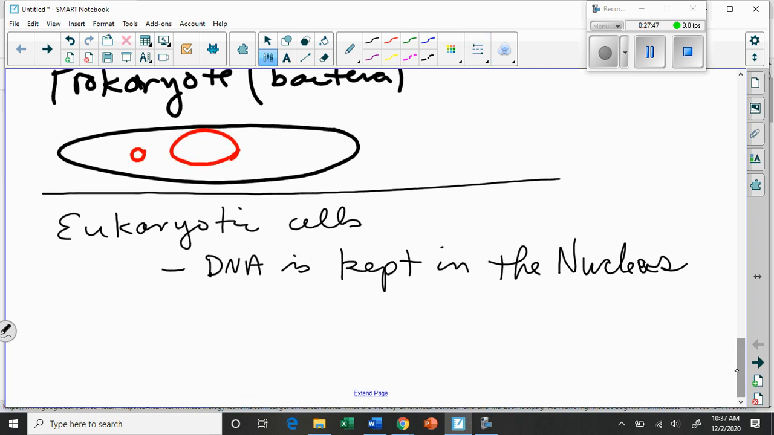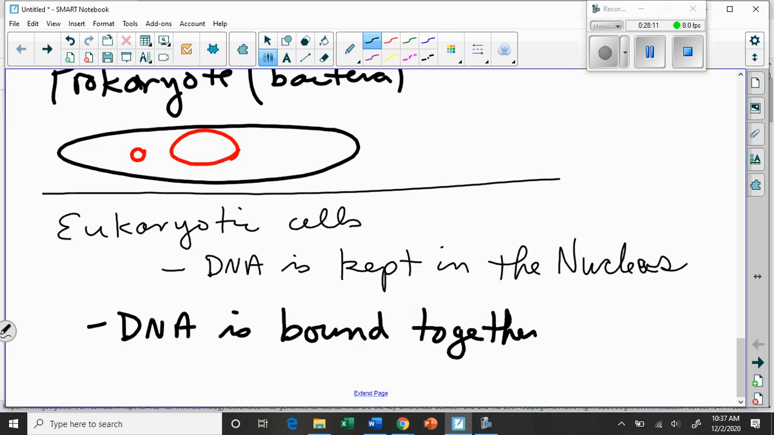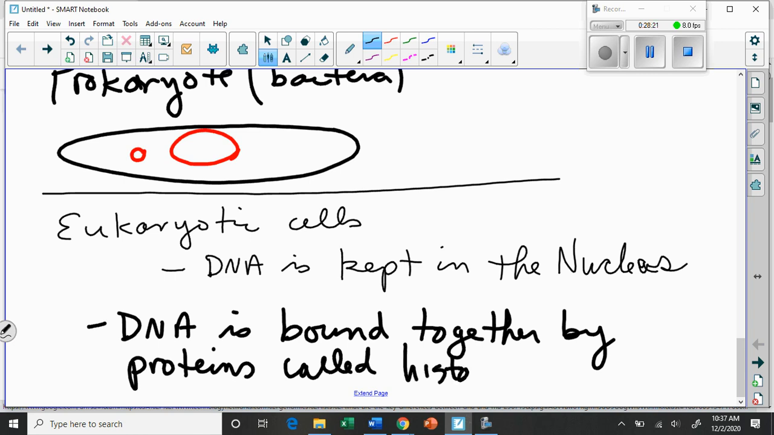Instead of just floating around, okay, the DNA is sort of bound all together and attached to protein molecules that are called histones. And so what happens in a eukaryote is the DNA is bound together by proteins called histones.